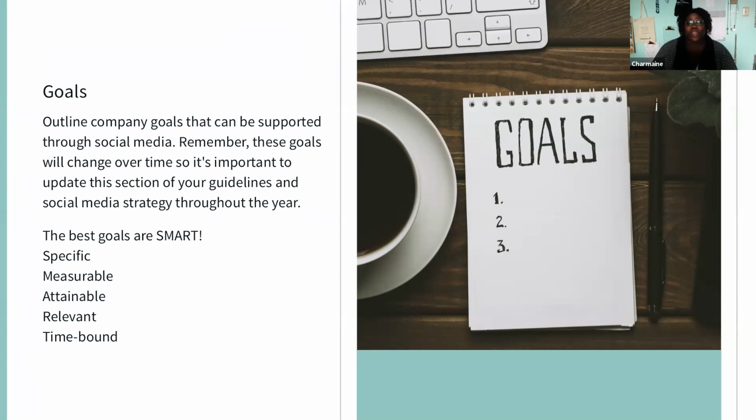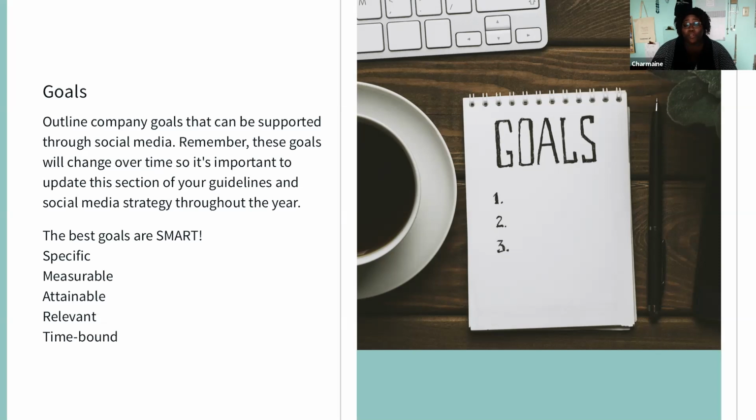So you need to revisit this section of your social media guidelines and your social media strategy on a regular basis. Now, again, outlining your goals is important because when it comes to social media, it's not about posting just to post and just to show that your company's on social media.